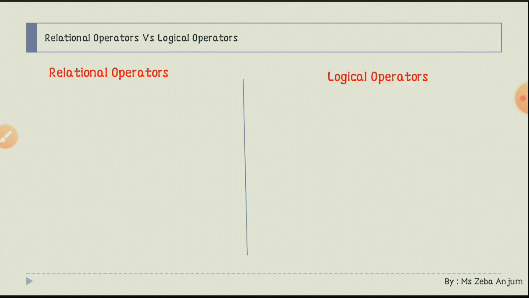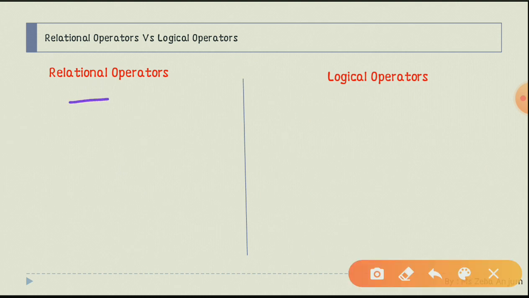Now, one very popular question: what is the difference between your relational operators and your logical operators? We have a category of relational operators as well as a category of logical operators. So now we are going to see some of the basic differences of your relational operator versus your logical operator. Firstly, let us see the comparison. Both of them will be giving the value either true or false.